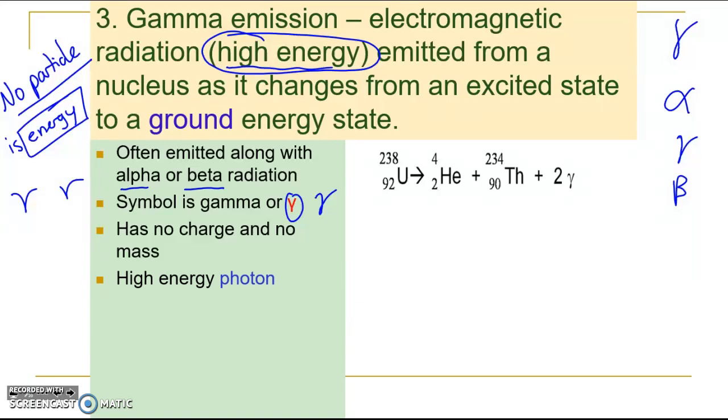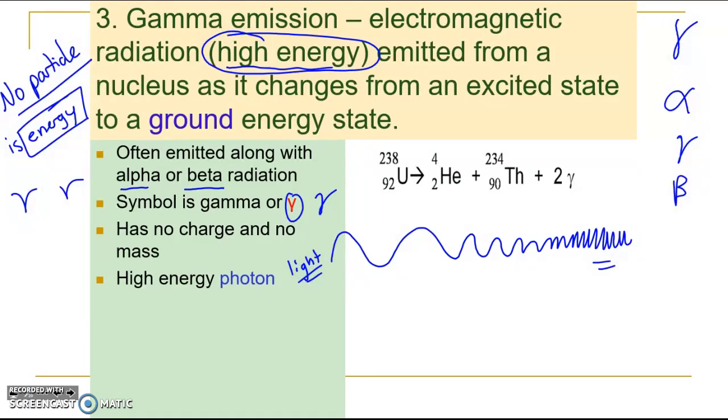It's energy, but it's not a particle. High energy photon. So this is kind of where light comes from. And remember that we have the electromagnetic spectrum. We learned this thing that goes like this, and eventually we have these high energy waves. Well, these would be like gamma. Okay? High energy. It's a part of the electromagnetic spectrum.